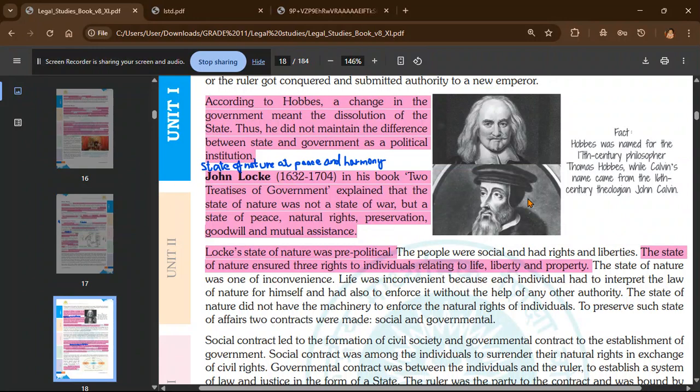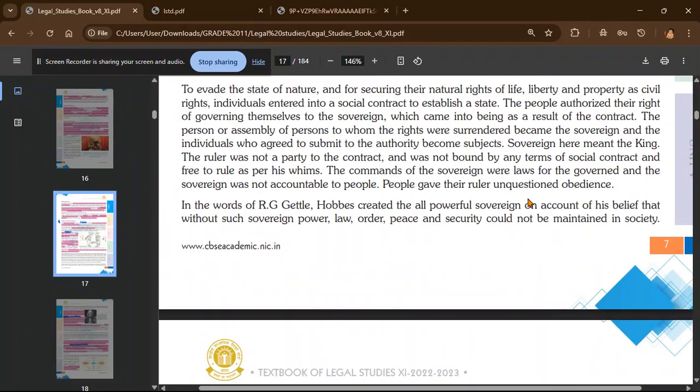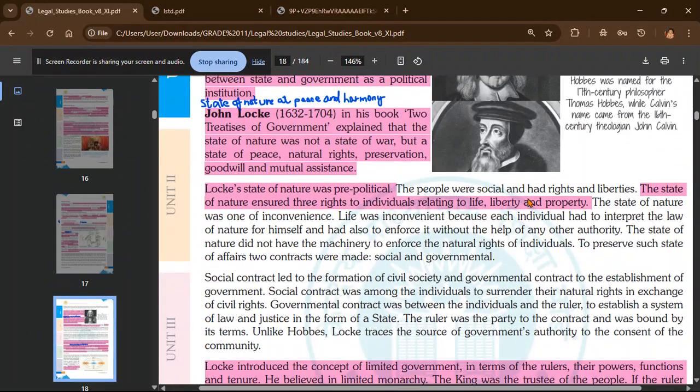He explained that the state of nature was not a state of war. Now, we see that Thomas Hobbes was telling that the state of nature was under constant war, human beings were in constant war with the nature. But here, John Locke is saying that the state of nature was not a state of war, but a state of peace, natural right, preservation, goodwill, and mutual assistance. So these are some opposing things that we are seeing. Hobbes is telling that they are in a state of war, and John Locke is telling no, they are in a state of peace and harmony.